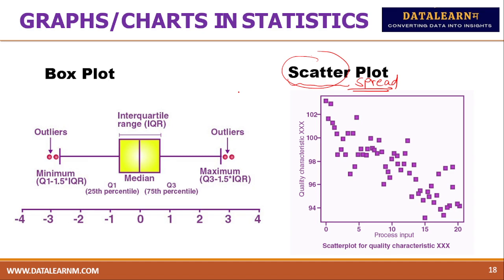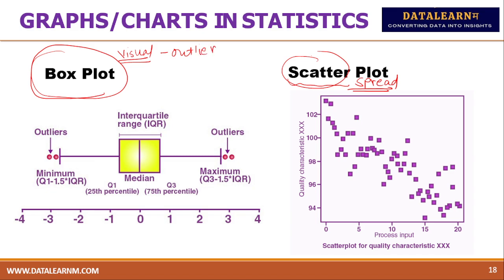Variance, that is how much variability there is in the data, can be understood with the help of a scatter plot. Another very important one is the box plot. It gives you a visual representation of the outliers.